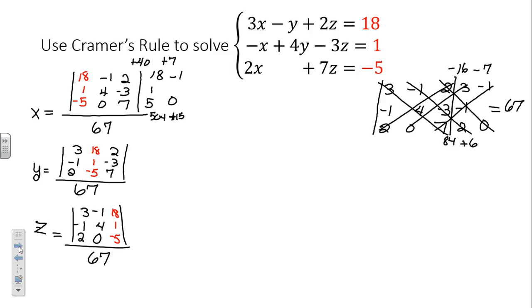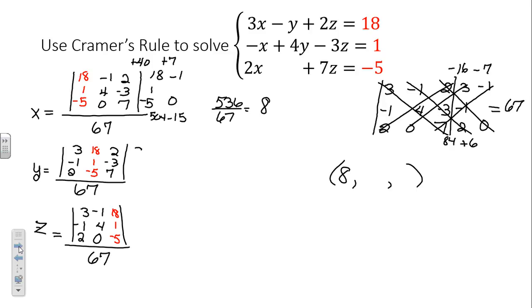Did I copy that right? Should be a negative 5. I didn't copy that right. So 504 minus 15 plus 40 plus 7 gets us 536 divided by 67. We know our x coordinate's value is 8. Okay. Same idea with y.